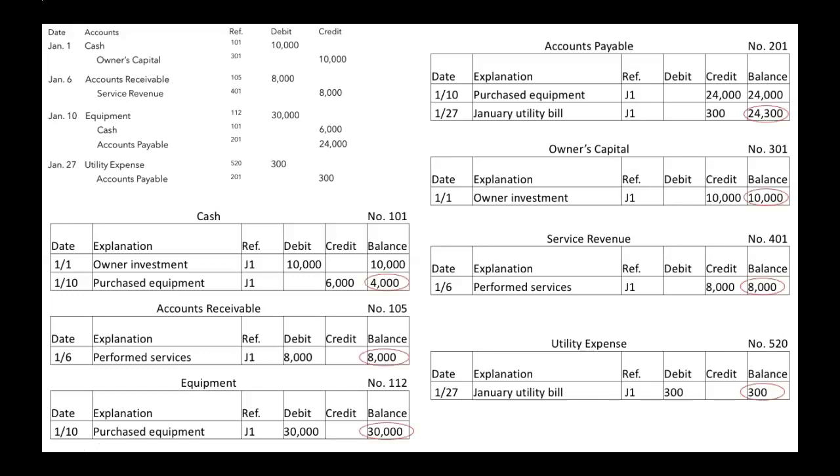So a ledger helps us take a quick look at our accounts and see their balances, right? Because you're going to have multiple transactions for these different accounts. So we can just take a quick look and say, okay, we have $4,000 in cash, $8,000 in accounts receivable. So we just look at our ledger to figure out these account balances.